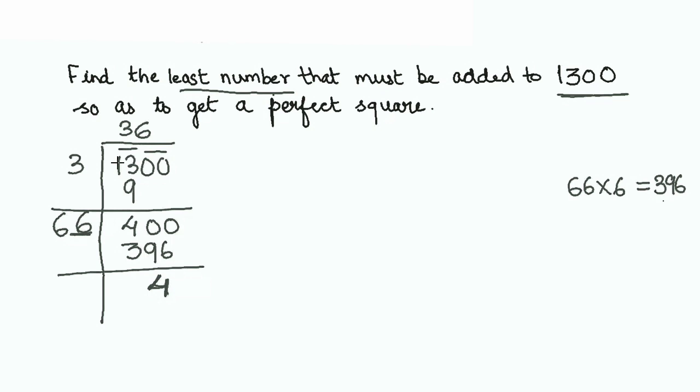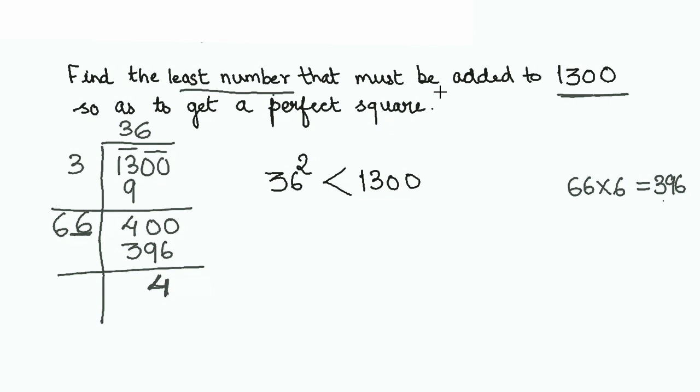Now what we are going to do, we have found remainder 4. It means that 1300 is not a perfect square. And one very important thing we came to know is that 36 square is less than 1300. That's why we got remainder 4, because 36 square is not 1300, right? Now if you see the question, we have to find the least number that must be added to 1300 so as to get a perfect square number.